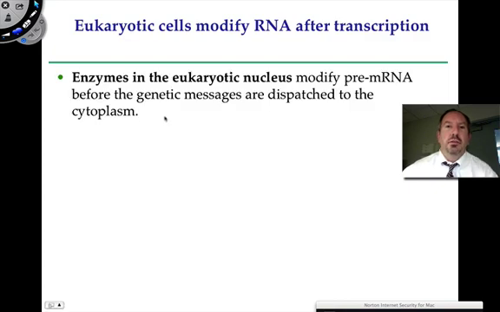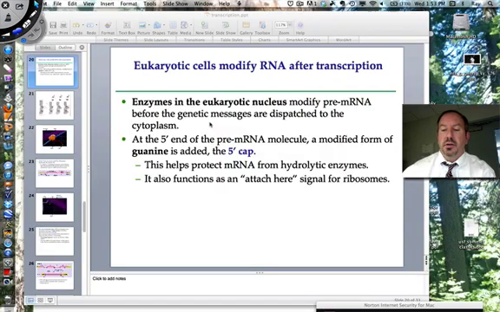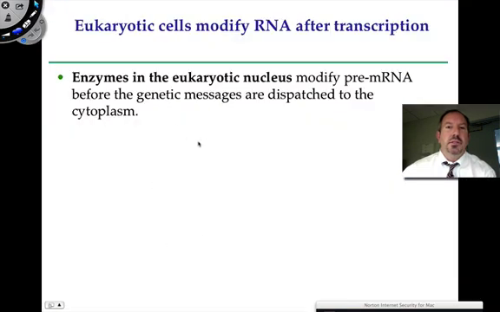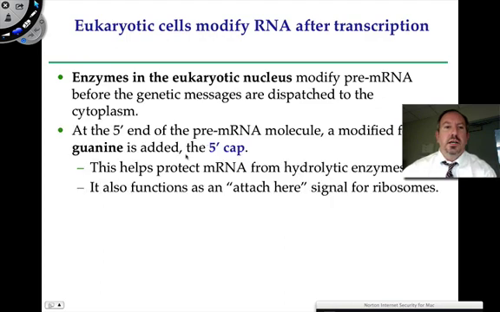There are enzymes in the nucleus that contribute to this modification. So what happens is that the 5' end, which is the beginning of the messenger RNA, let me go ahead and draw that. The 5' end of what's called the pre-messenger RNA molecule, or the pre-transcript.